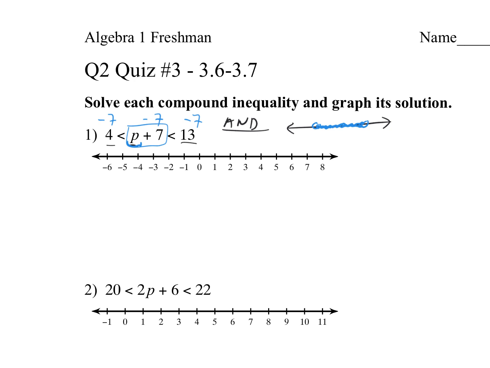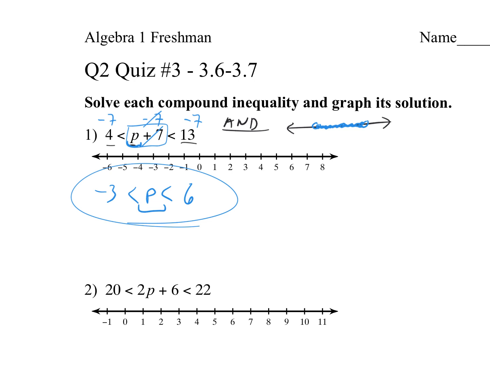All right, on the left, negative 7 plus 4, or 4 minus 7, either way, is going to get you negative 3. And then over here, the negative 7 and the plus 7 are going to go away. And then it's going to be less than 13 minus 7, which is 6. And now in the middle, our p is by itself. If our p is by itself, we're ready to start graphing. So this is your answer as an inequality. And now you just need to graph it.